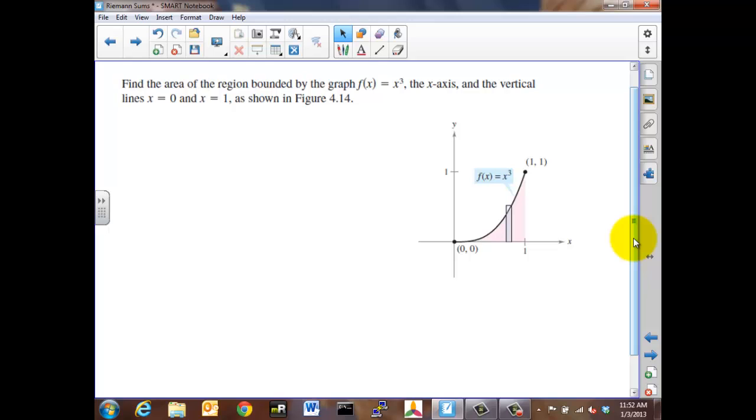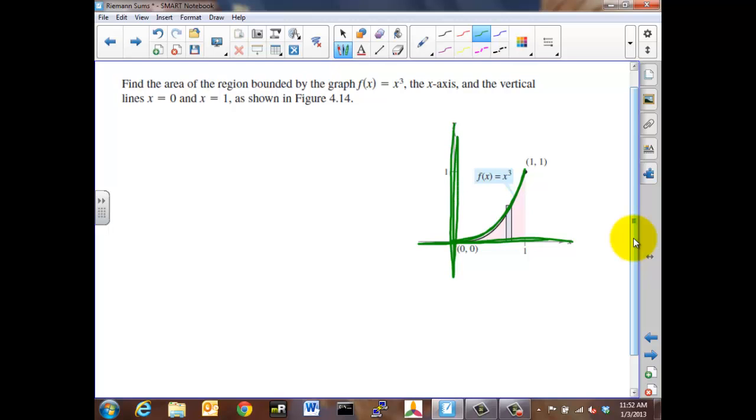This is how you expect to see problems worded as we get further into this. Find the area of the region bounded by the graph f of x equals x cubed. That's our graph right here. Okay? The x-axis, where's the x-axis? Right here. The line x equals 0, and the line x equals 1. So it's saying find this area in here. Okay, that's the same thing we've been doing.